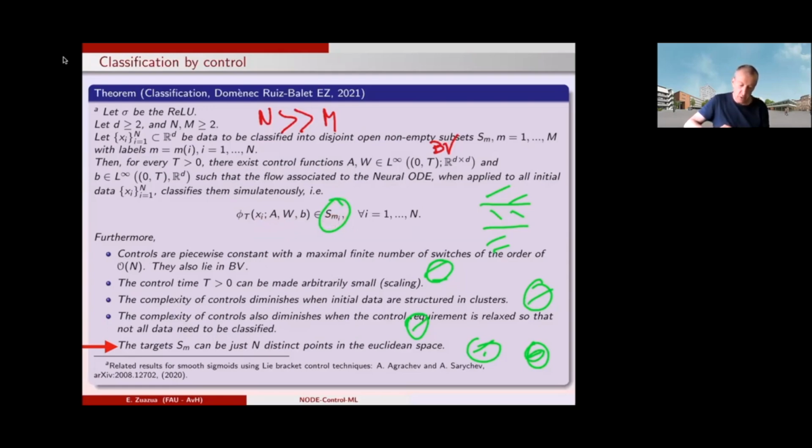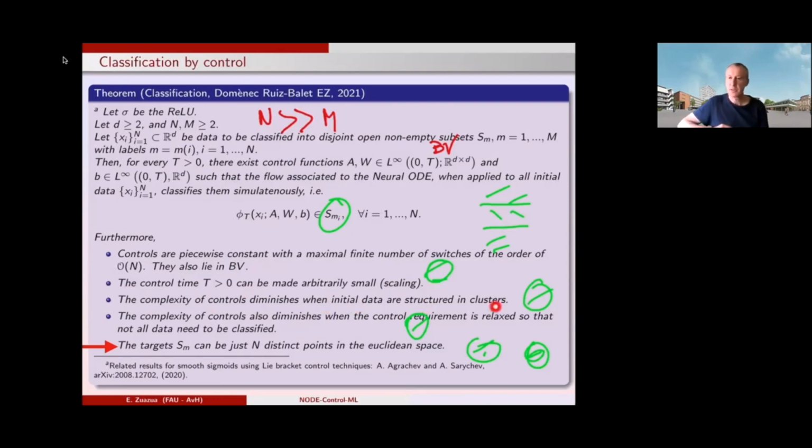And then furthermore, you see that the controls are piecewise constant with a maximal finite number of switches of the order of capital N. So I am on the safe side. I don't say what is the maximal number of them. I know it will be of the order of N, but I am not precise at this level. The controls also lie in BV because they are piecewise constant with a finite number of jumps. The control time can be made arbitrarily small by scaling. The complexity of controls diminishes when the initial data are structured in clusters.